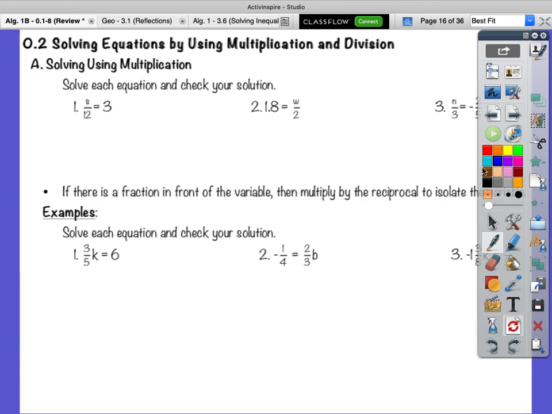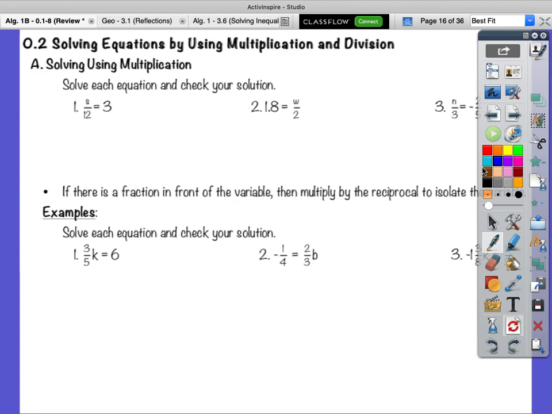Okay. Hey, so now we're going to talk about solving equations using multiplication and division, okay? It's very similar to what we just talked about with addition and subtraction. Now instead of addition and subtraction, we're doing multiplication and division. So addition undoes subtraction. Subtraction undoes what? Addition. What does multiplication undo, Sierra? Division. What does division undo, Caden? Division undoes multiplication. Very good.